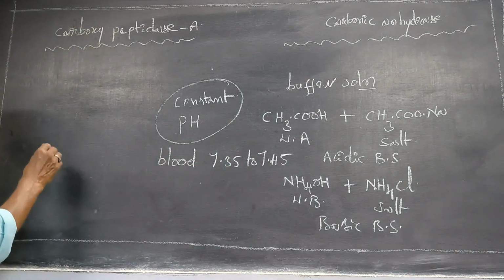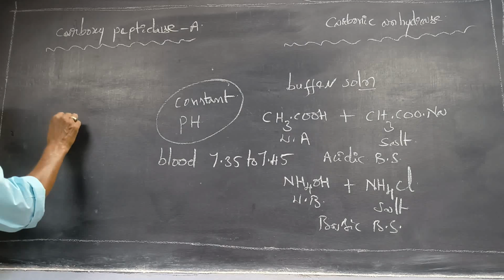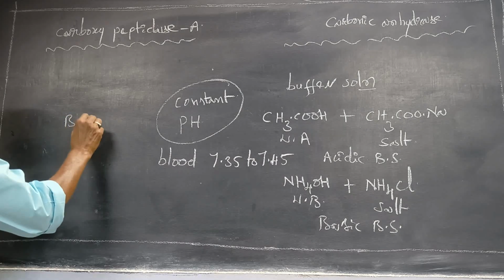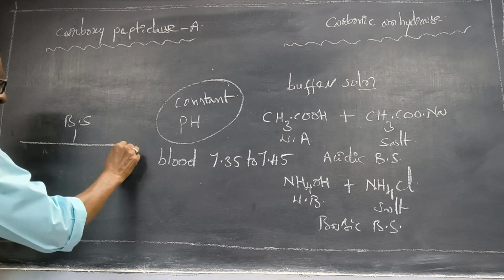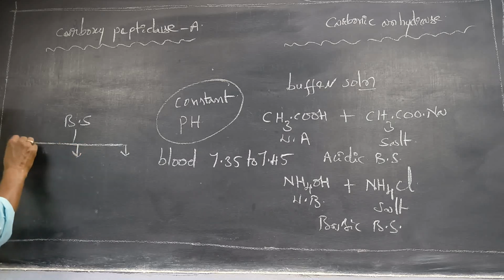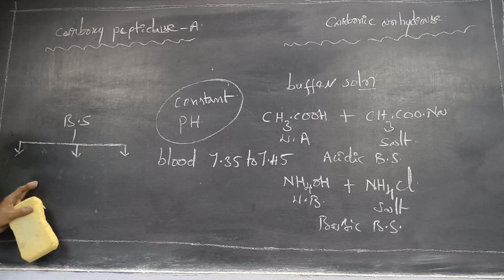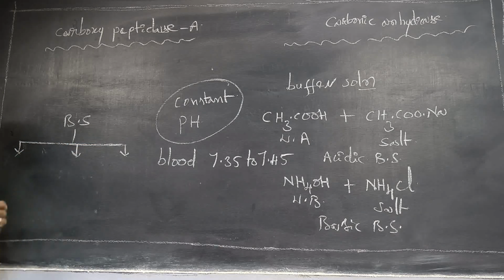Actually in the case of human beings, in human physiology, we have buffer systems. 3 types of buffer systems are there. So all this information no need to write in examination. Buffer systems, in this case, one is carbonic acid.